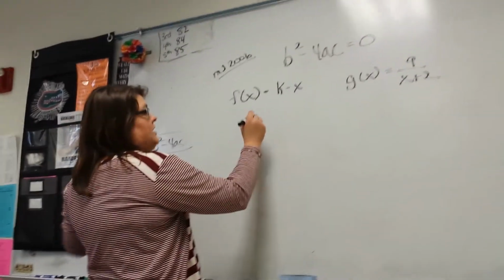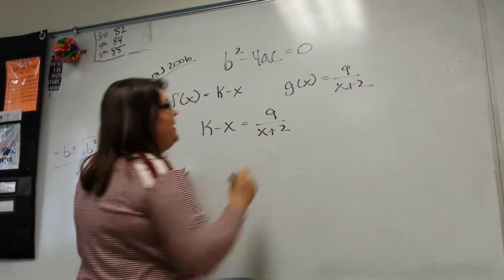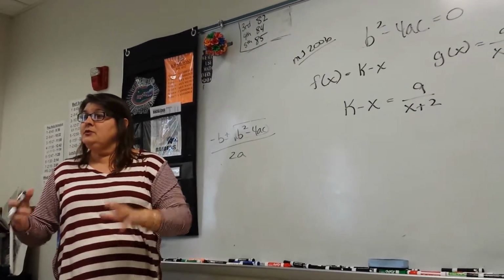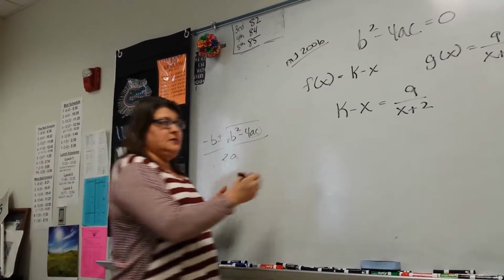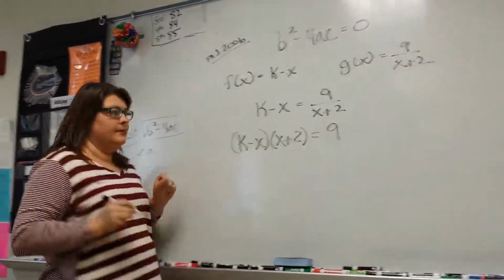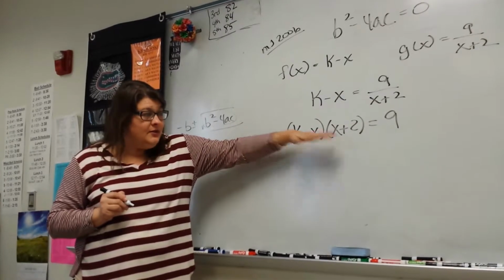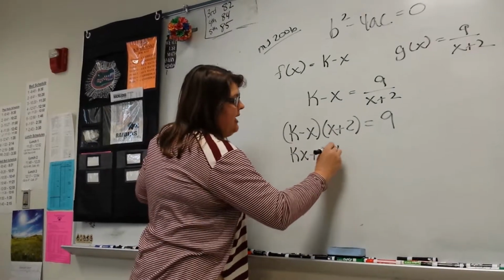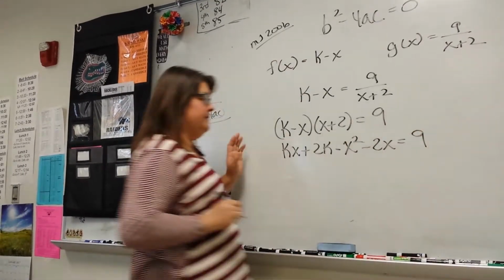So we're going to set them equal to each other, right? And then we have to make it look like ax squared plus bx plus c, right? We want to get it to look like a quadratic. So I see a fraction, don't like it, so what am I going to do? Multiply. So k minus x becomes one quantity, and there's that. Everybody okay? What do I typically feel entitled to do? I just FOIL it. I feel like I should FOIL it, I'm going to FOIL it. So I have kx plus 2k minus x squared minus 2x equals 9.